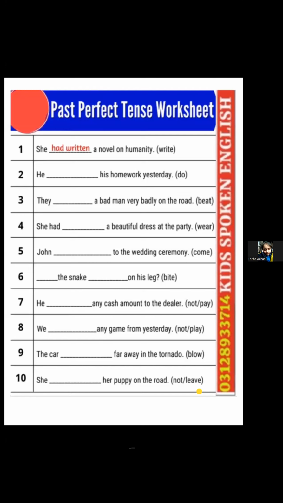So let's move on towards Iman. Iman, are you there? Yes, ma'am. Okay, so Iman makes sentence number 5. John dash to the wedding ceremony. Come.